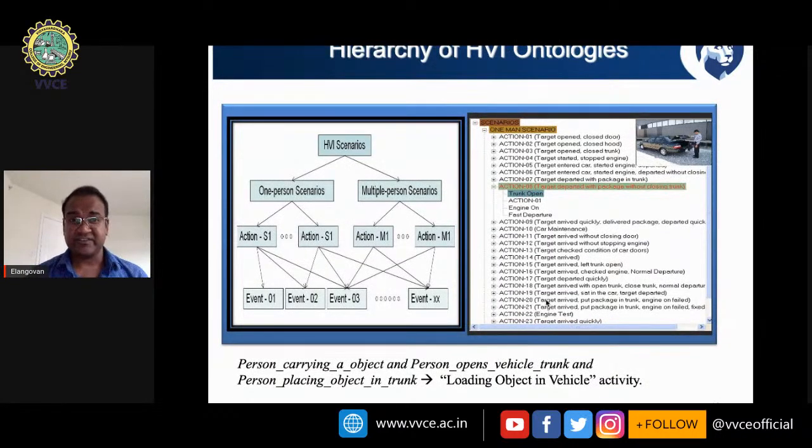To perform this activity detection, we develop more HVI ontologies. We want to detect each event, and we want to find a relation between the sequence of events. Once we detect those actions, we want to detect more activities. For example, in one of these simple ontologies, let's say I detect a person carrying an object. This is an action, an observation I can detect from multiple events. Once I detect a person carrying an object, and a person opening the vehicle trunk and placing the object inside the trunk, I can conclude that the person was involved in loading an object into the vehicle. So the loading operation was taking place. We want to detect these kinds of activities, like loading an object into a vehicle and unloading an object from a vehicle, based on the observations we extract from each image.